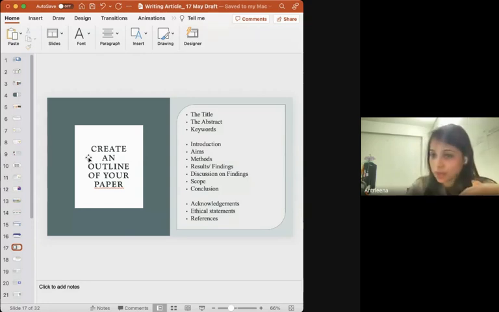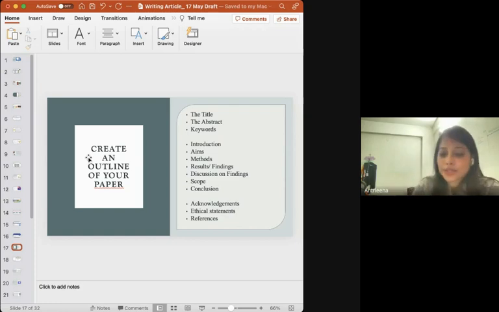Then you have your introduction to the article. The introduction would be roughly, it depends from subject to subject and on needs, but it could be roughly one to 1.5 pages. And then the aims of your research, where you talk about your aims and the methods. Then results and findings, the discussion, the scope of the research. I'll discuss this in detail in the coming slides. The scope of the research and the conclusion. So this is again one set. And the final, the third step is the acknowledgement, the ethical statements, and the references.